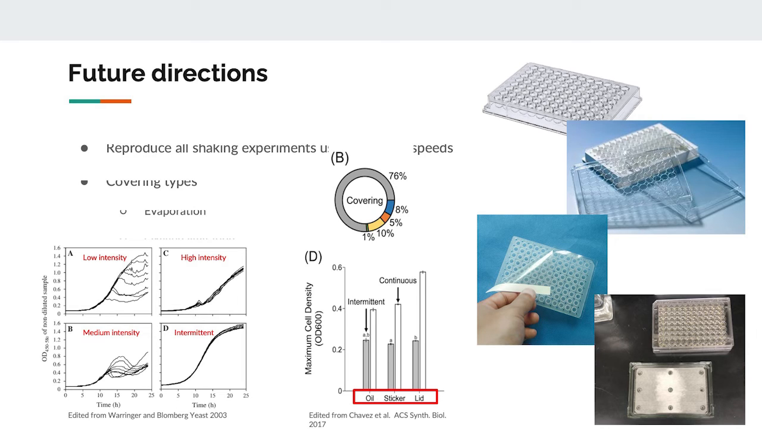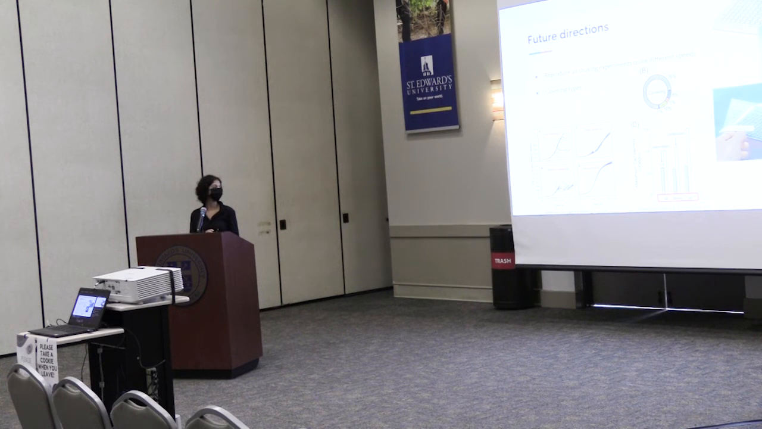So the covering types that we can look at are no covering at all, the lid that comes with the plate, a sticker lid, and a felt lid. And when comparing those, we can look at the evaporation of the media and oxygen limitation, especially in this one because the sticker lid seals the valve, so you have a limited amount of oxygen in there.